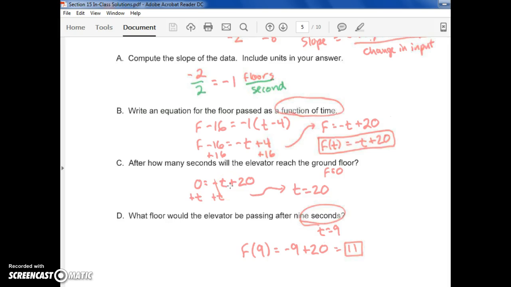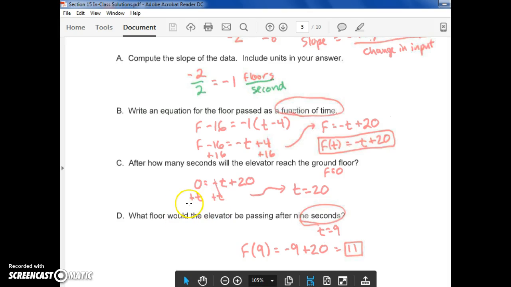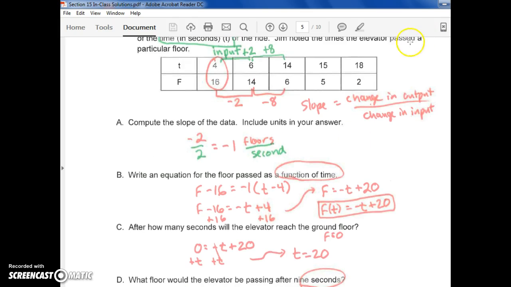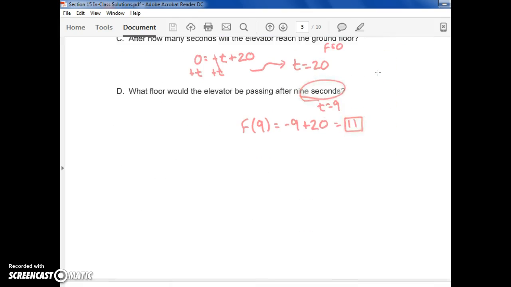Now, we got a couple ways we can solve this. One is to subtract 20 and then divide by -1. But probably the easiest way is to just add t to both sides. And what we end up with is t equals 20 seconds. Which makes sense because at 18 seconds we were on floor 2, and we're dropping 1 floor every second.